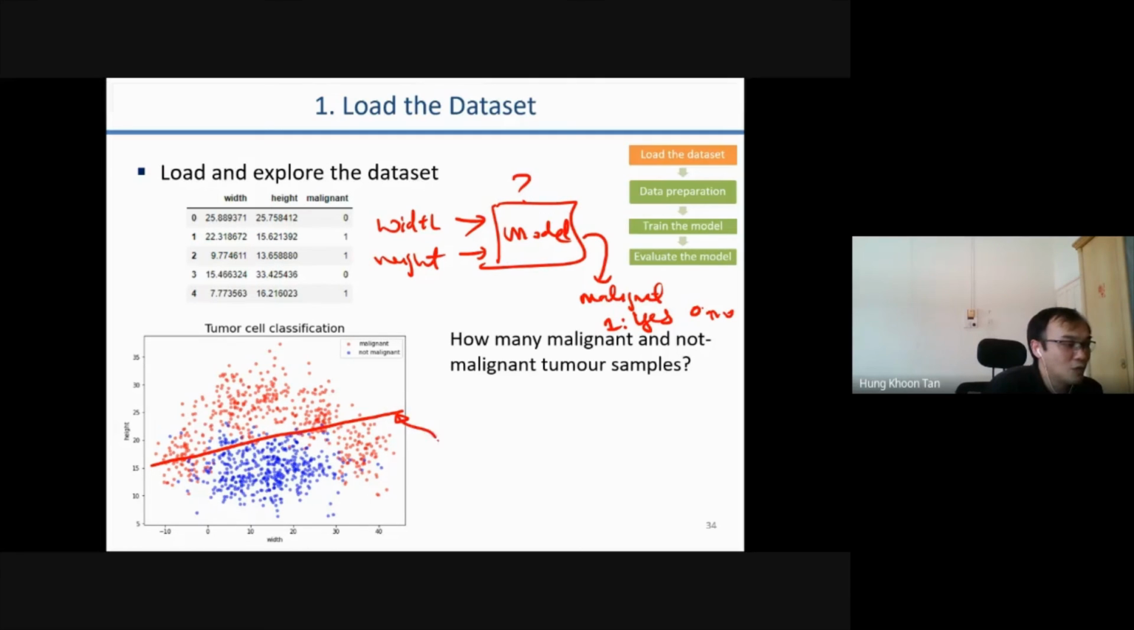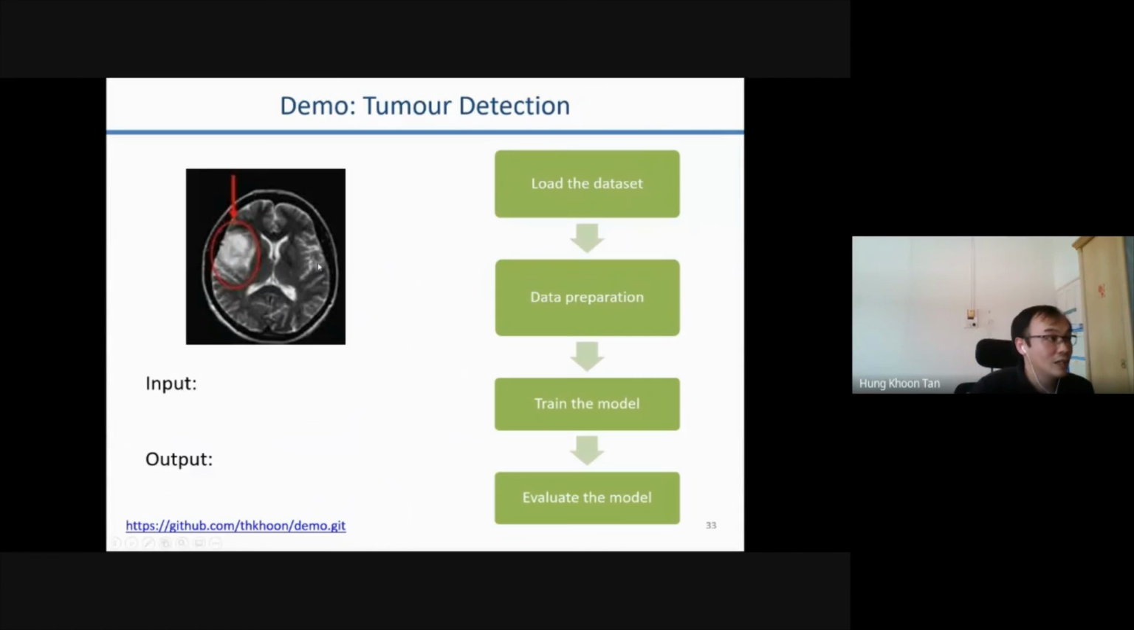So this is what the model is actually learning when we fit the training model. When we call the fit function on the model, what we are really doing is trying to find the line that best separates the two classes. Okay, so this is a very fast introduction to machine learning.